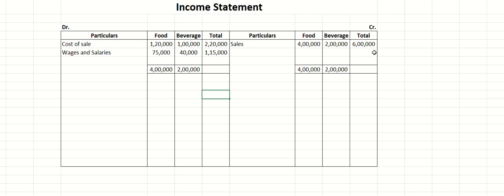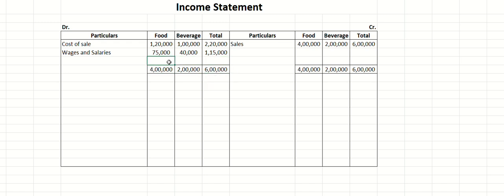Okay, finally the total. Here we have 6 lakh as a total. Here, if you take the total, it will be 3 lakh 35,000. Of course, 6 lakh is the highest number. We will write 6 lakh here. Similarly, we will write 6 lakh here also. Okay, fine. Now we have written this total.